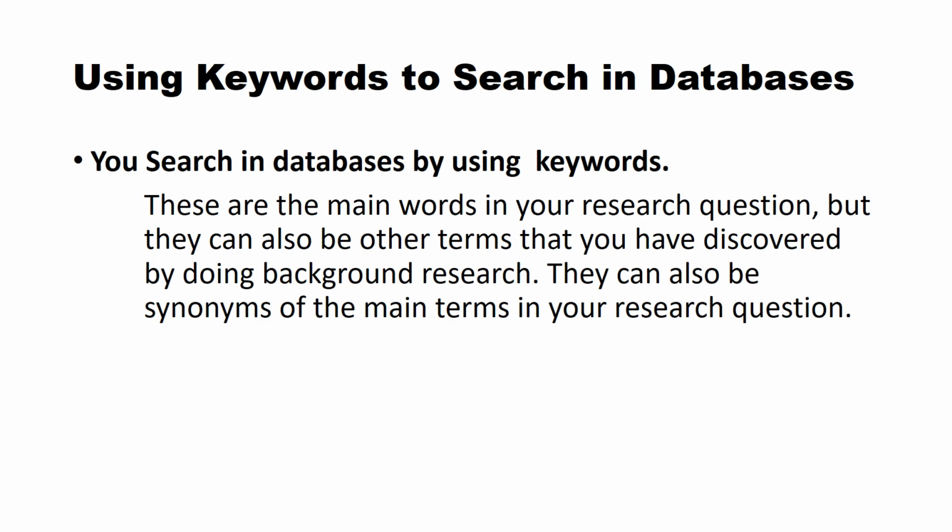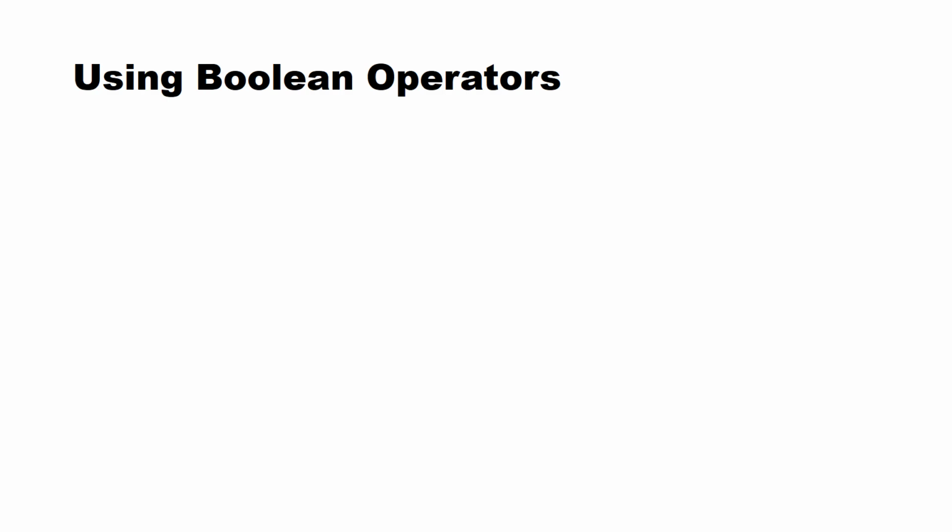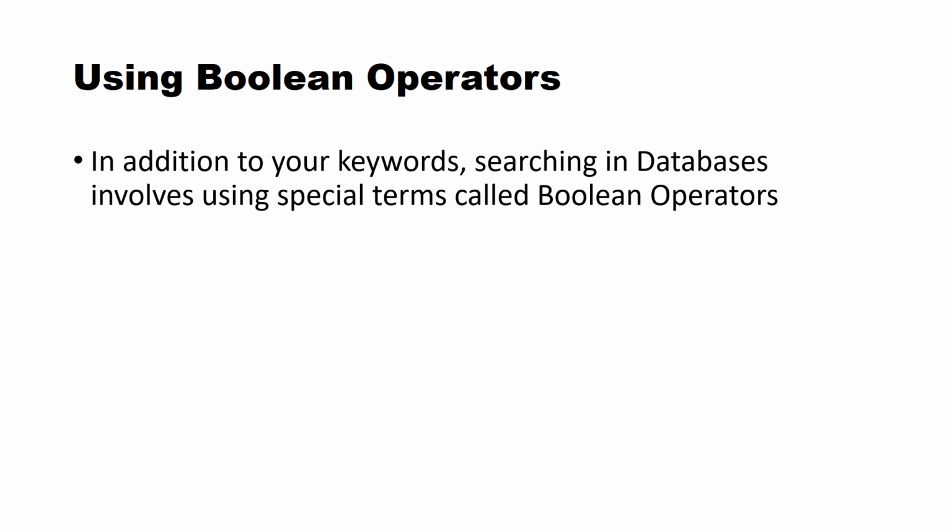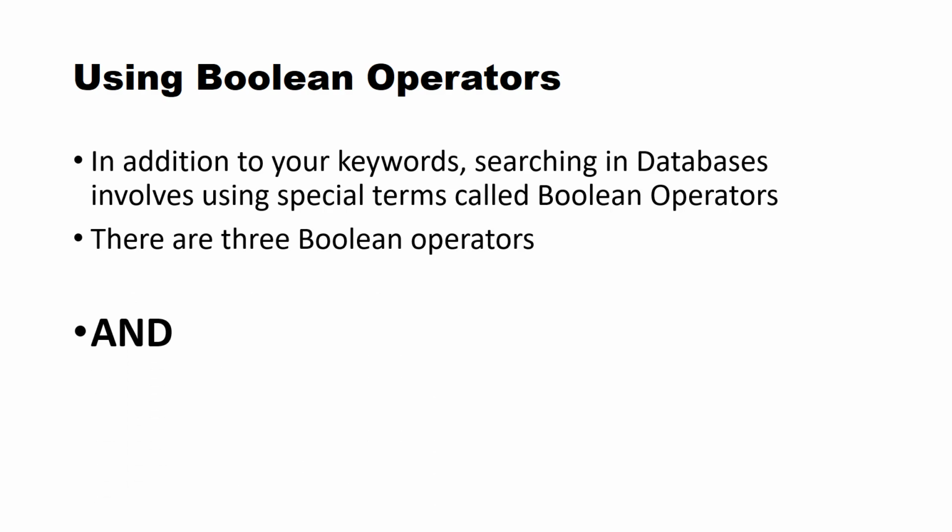So our keywords, we use those to search in databases. These again are the main words in your research question, but they can also be other terms that you have discovered by doing some background research. They can also be synonyms of the main terms in your research question. Now, when we are searching in databases, in addition to your keywords, searching in databases involves using special terms called boolean operators. There are three boolean operators. They are and, or, and not.